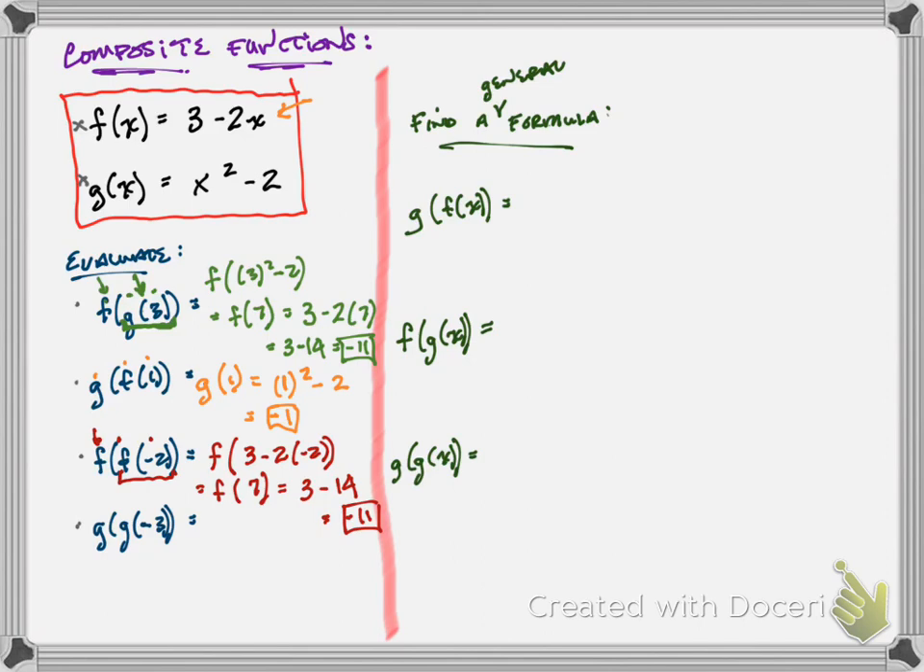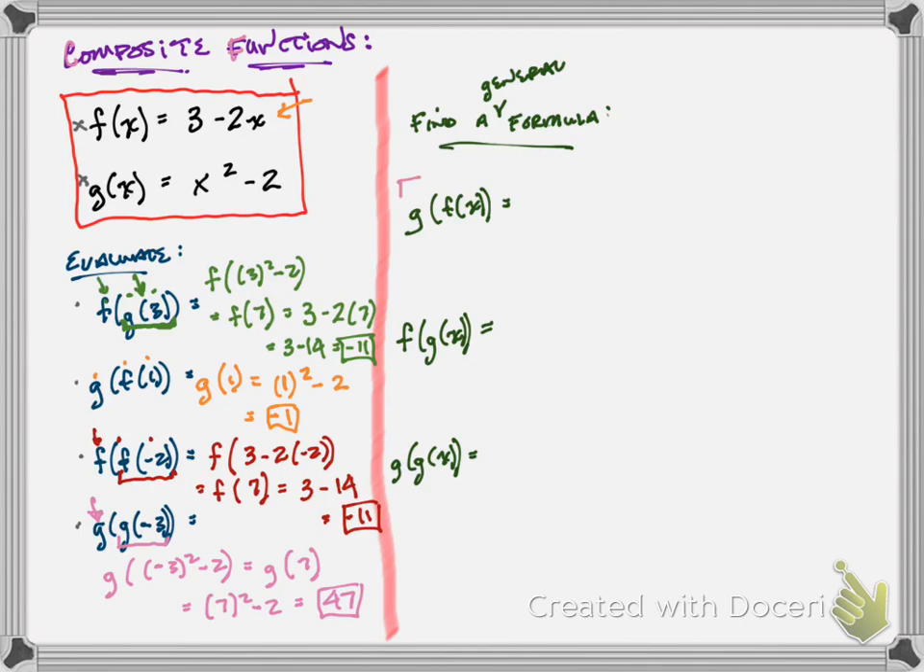Last but not least, g of g of negative 3. Well, I have to first evaluate g of negative 3. That output becomes my new input into g. So let's do that first. g of negative 3 is the same as saying g of negative 3 squared minus 2, which is the same as saying g of 7, because negative 3 squared is 9, and 9 minus 2 is 7. So now I put 7 back into g. g of 7 is 7 squared minus 2. That's 49 minus 2. That's 47. And so g of g of negative 3 is 47. Composite functions, we're composing one function on another.